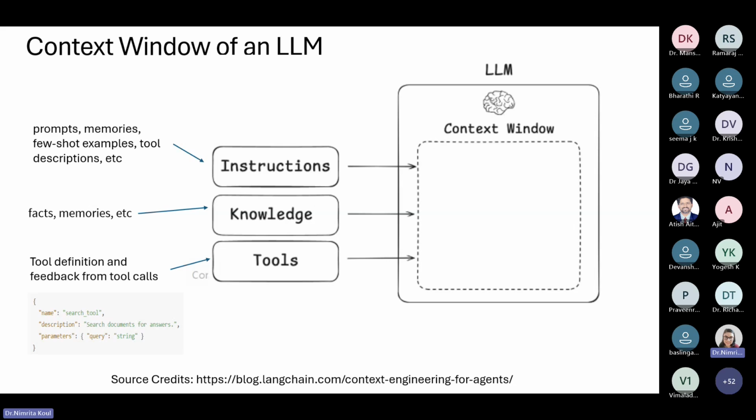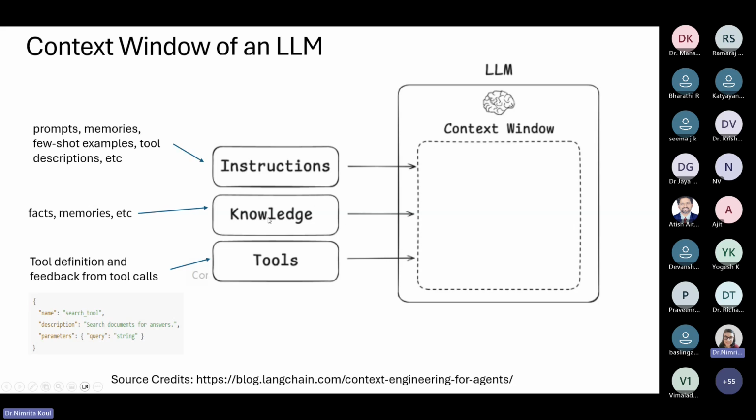So this is what an LLM's context window looks like. This is kind of a buffer or memory that an LLM can hold within itself. And within this buffer or within this memory, three types of information often reside. These pieces of information include instructions, knowledge, and the tools. By instructions, I mean the system prompts and the user prompts and the previous memories and few-shot examples that you give as a part of the user prompt, description of tools and everything.